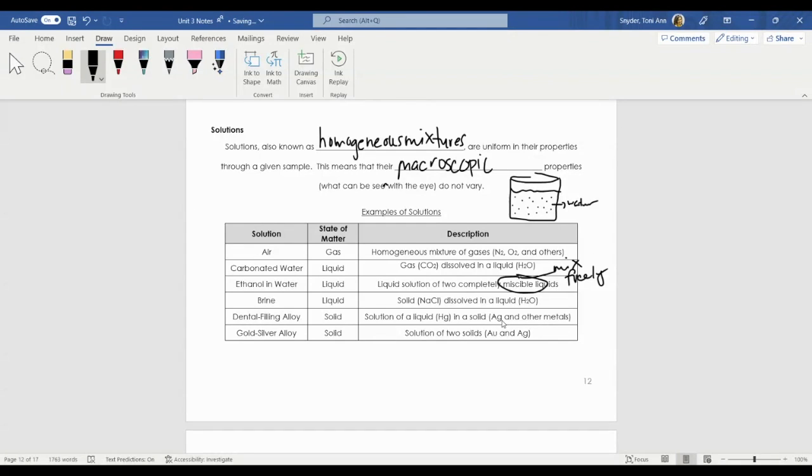I don't think they really make dental filling alloys with mercury anymore because, as we know now, mercury is very bad for our health. But yes, we don't have just solutions or homogeneous mixtures of Kool-Aid or lemonade. There are tons of different homogeneous mixtures. In fact, many things that you're familiar with are homogeneous mixtures where we can't see the different particles that comprise them.